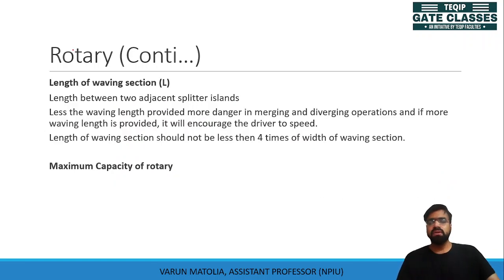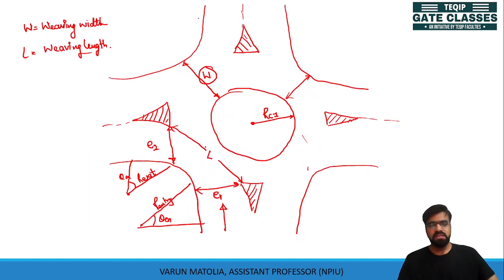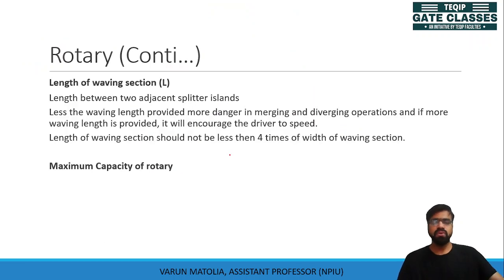Then we have length of weaving section. What is length of weaving section? This is the length of weaving section. Length of weaving section should be at least 4 times of your width of weaving section. Here we define the length of weaving section is the length between two adjacent splitter islands. Less weaving length provides more dangerous merging and diverging if length is not available.